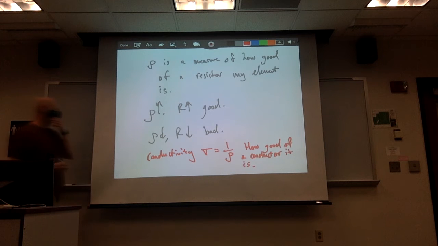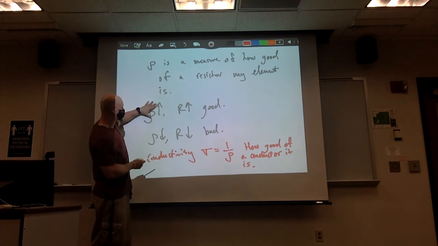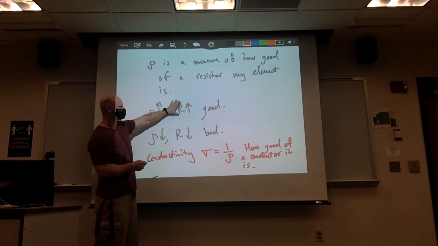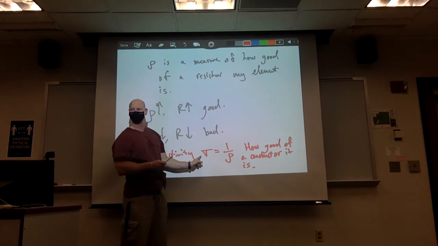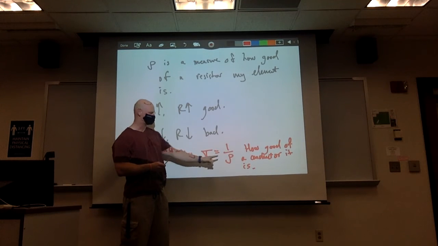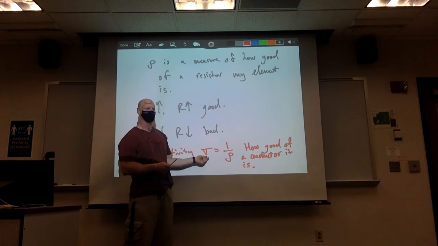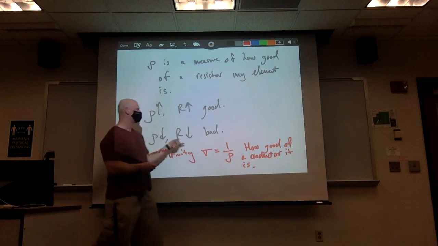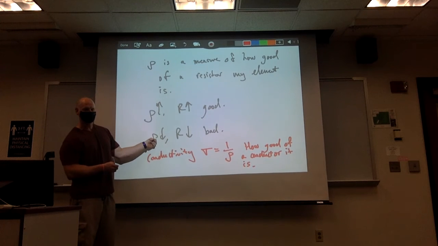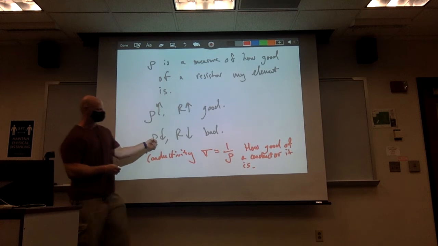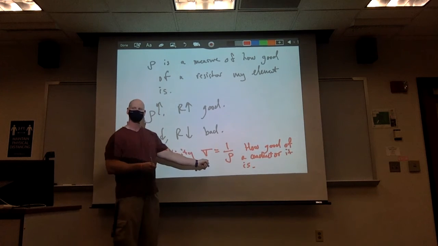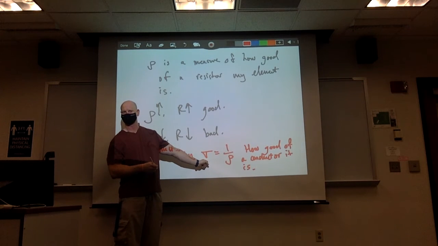So what does this thing say? This says that if I have a high resistivity, which means it's a very good resistor, this thing is a really crappy conductor. Because if this number is big, then it's 1 over a big number, which makes this thing really small. But if this thing is a very poor resistor, which means it has a very poor resistance to it, that means it's a very good conductor.